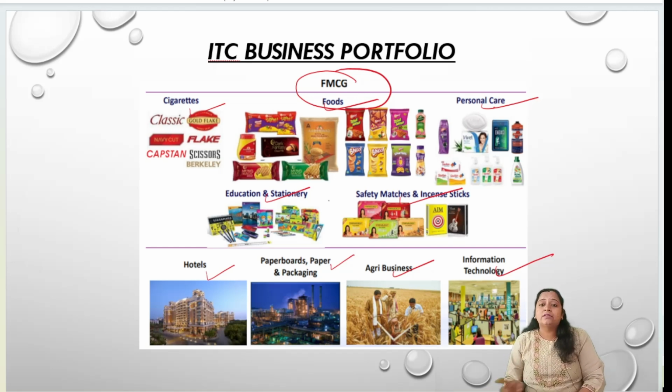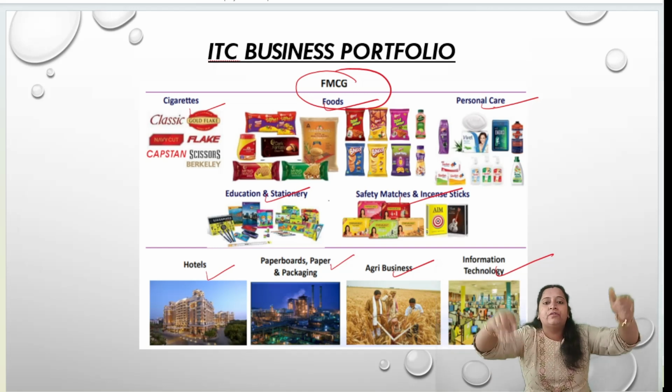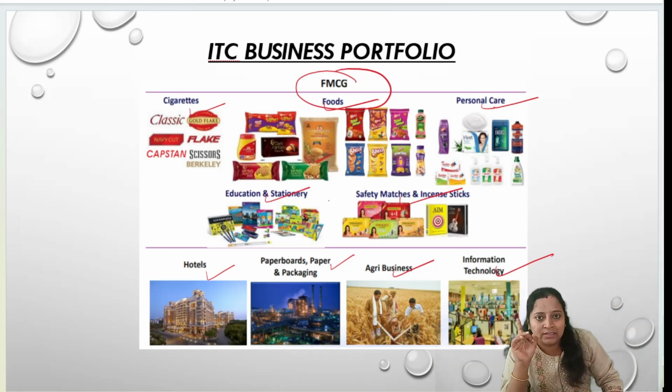See, this is called your divisional structure. Different products will be there. Below that, different functions will be there. And that will be headed by one person who is called a divisional head. Now, for this FMCG, there will be one head. For these hotels, there will be one head. And for these paperboards, there will be one head. And for agribusiness and information technology, there will be separate heads. Hope you people got my point, right?